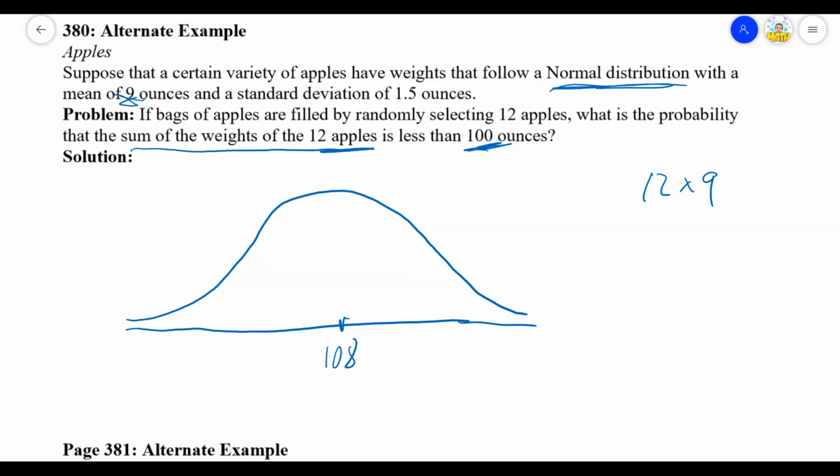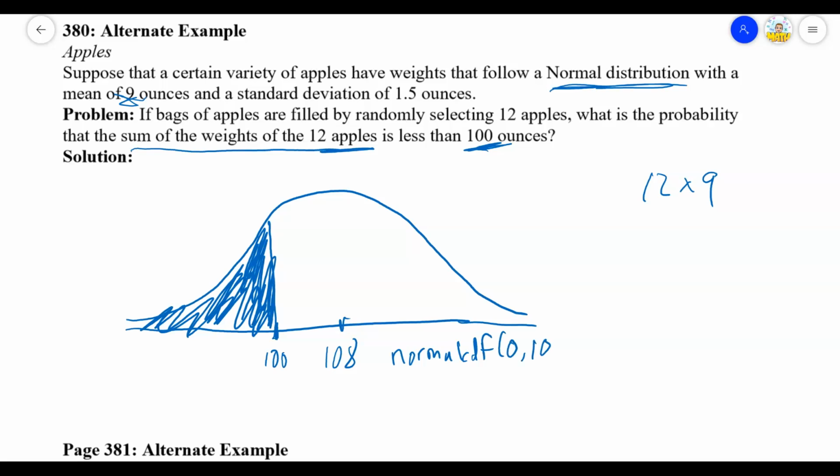So now I'm a little bit closer to having something that makes sense. I know I want the probability that the sum of the weights of 12 apples is less than 100. But in order to do this, we're going to need a normal CDF situation. Right? This is going to be normal CDF. We can go from 0 to 100 with a mean of 108. And now here's our problem. We need the standard deviation.